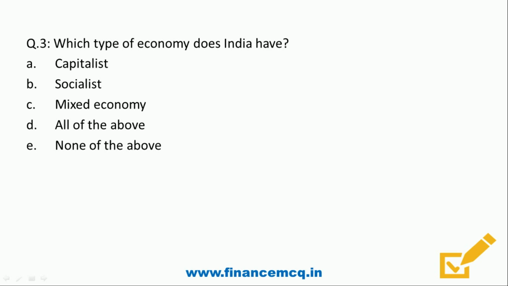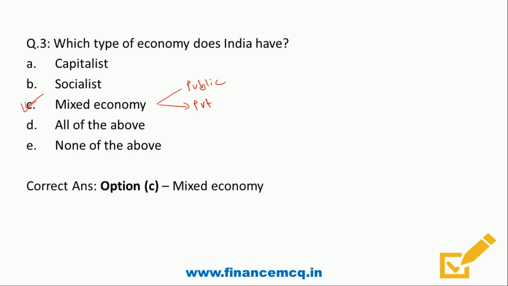Question number 3. Which type of economy does India have? Option A capitalist, option B socialist, option C mixed economy, option D all of the above, or option E none of the above. I hope it is a very simple one. Friends, India is a mixed economy. And how come mixed economy? Because we have both public sector control of government as well as private sector control of different sectors. So we have both public and private sector in the economy. So India is a mixed economy. Correct option is option C. Now let's move on to the next question.